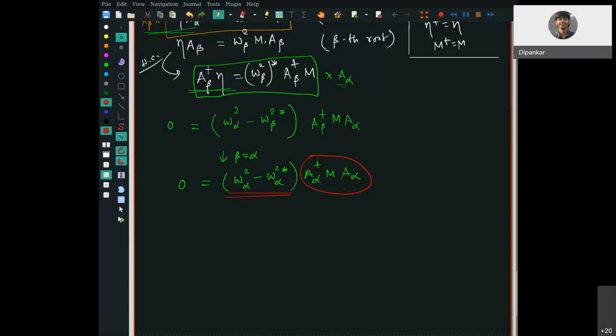So first, I call this thing, let's say, Z alpha alpha. First, I notice that this is real. So I can write down Z alpha alpha star, which is basically A alpha dagger M A alpha, the whole thing daggered. If you evaluate this, you will find the same thing, which is Z alpha alpha. Remember, M is real and symmetric. So this Z alpha alpha is at least real.